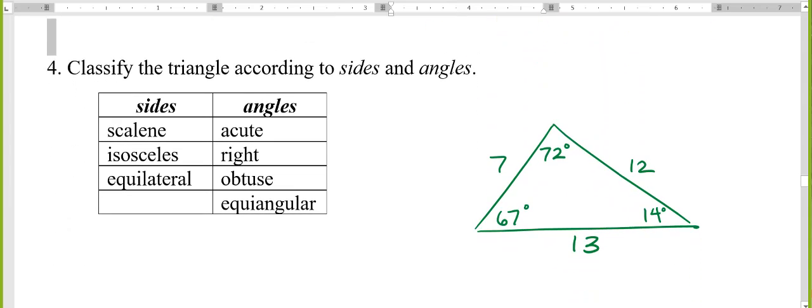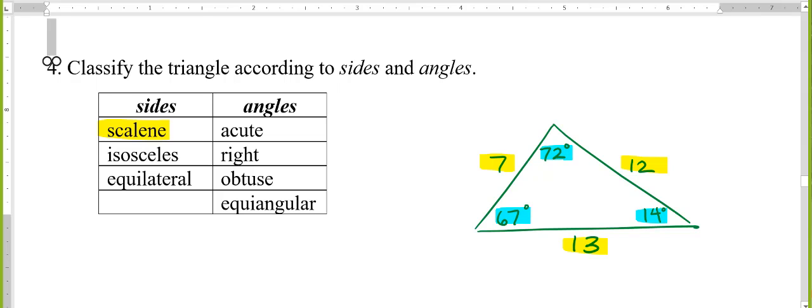Last one. If I look at sides, I have 7, 12, 13. They're all different. So it's going to be scalene. According to angles, I have 72, 67, 14. Do I have a 90 in there? Nope. Do I have one that's bigger than 90? Nope. Are they all equal? Nope. So it's just acute.